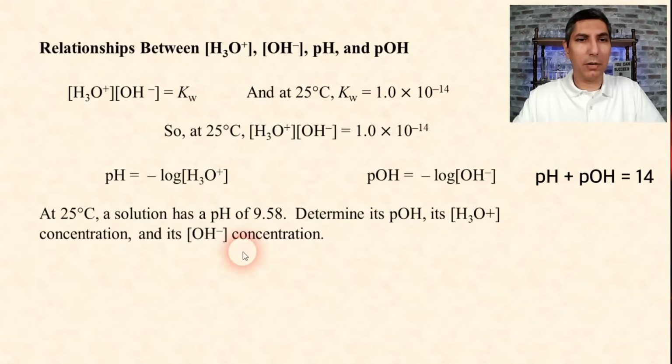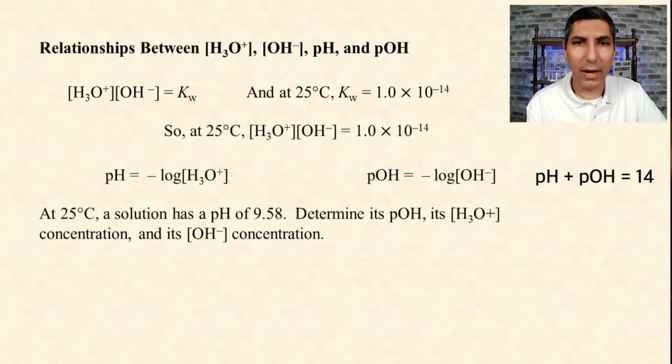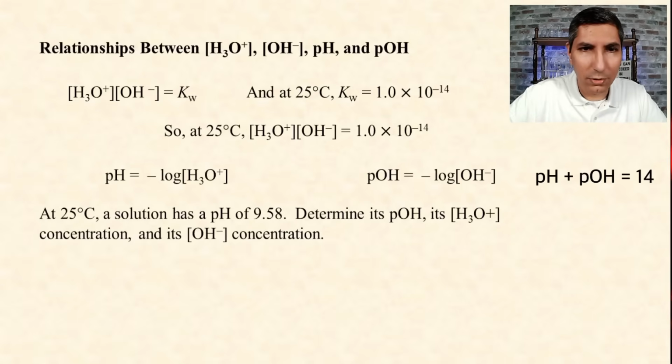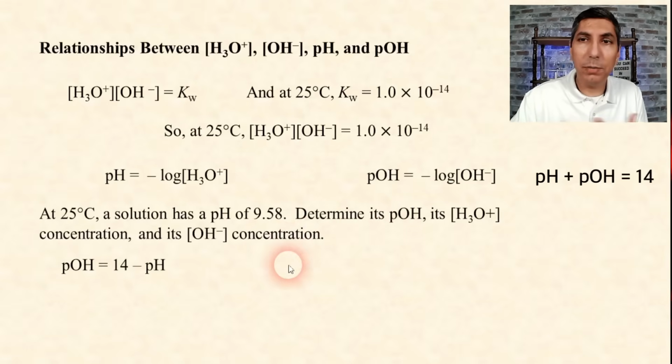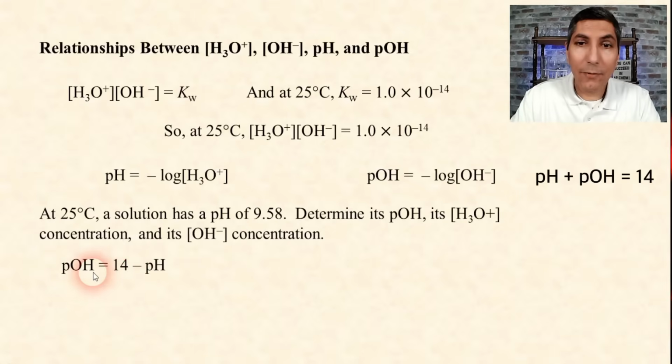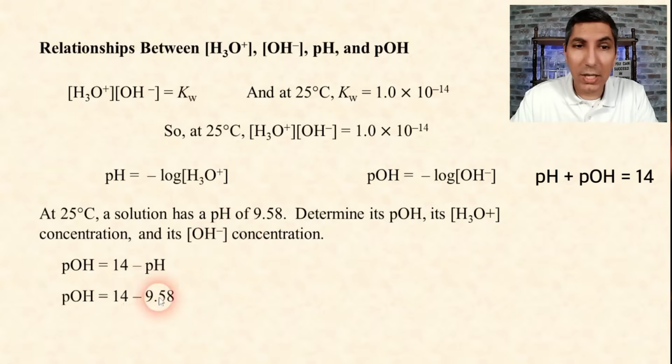So let's try this problem here. At 25 degrees Celsius, a solution has a pH of 9.58. Determine its pOH, its hydronium ion concentration, and its hydroxide ion concentration. Well, we'll do the easy one first. Let's find the pOH. If pH plus pOH equals 14, all we have to do to find the pOH is subtract the pH from 14. So 14 minus 9.58 gets us about 4.42. So that's the pOH of this solution.